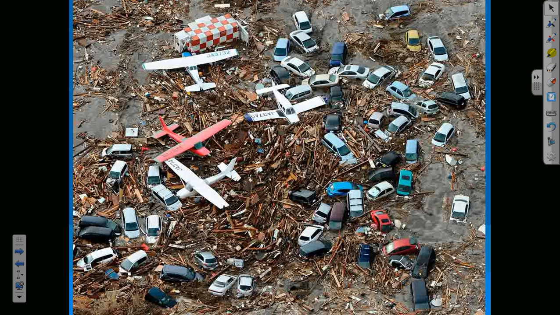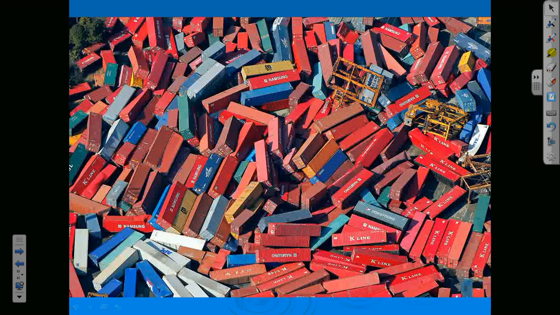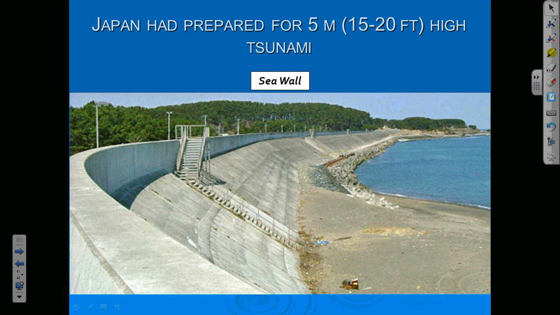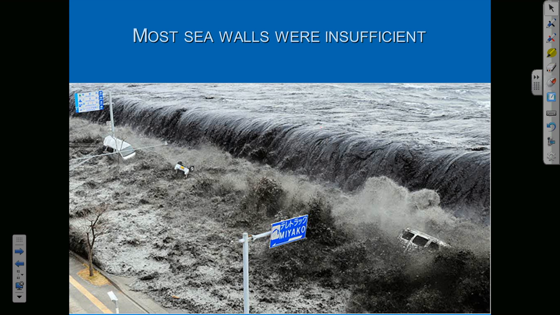And what's left behind is almost hard for us to fathom as human beings, this much force. This was near a railroad depot. Japan thought they were ready for these earthquakes, so they had tsunami walls. They had prepared for about a 5-meter high tsunami, so about 15 to 20 feet high. And you can see basically what happened. You can see cars coming over.